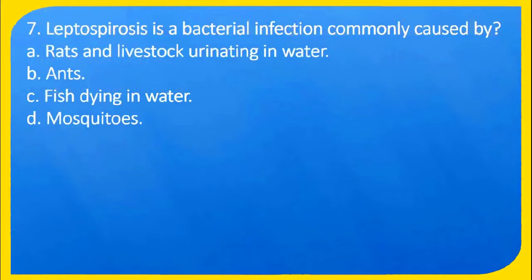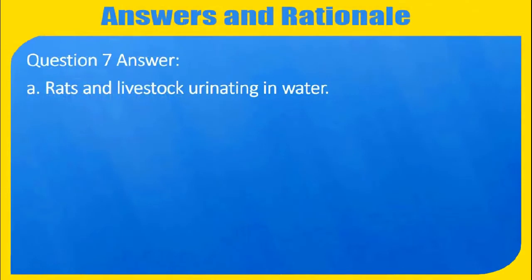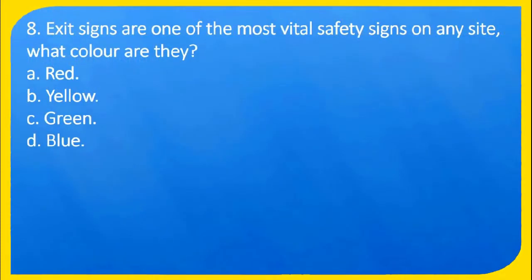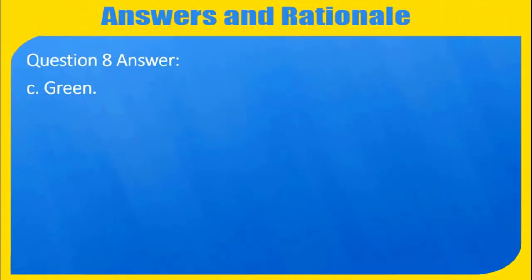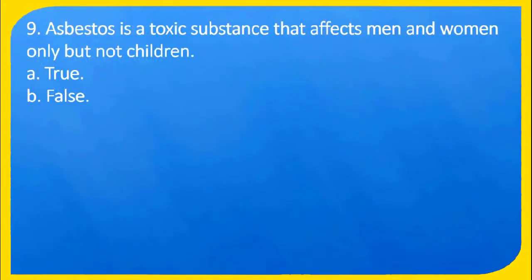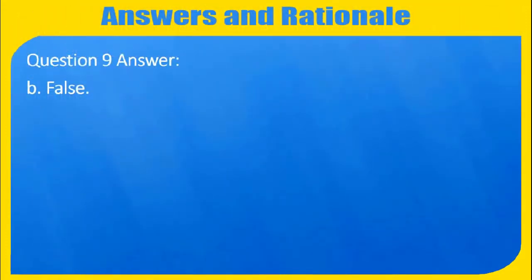Question 7. Leptospirosis is a bacterial infection commonly caused by A. rats and livestock urinating in water. B. Ants. C. Fish dying in water. D. Mosquitoes. Question 7. Answer A. rats and livestock urinating in water. Question 8. Exit signs are one of the most vital safety signs on any site. What color are they? A. Red. B. Yellow. C. Green. D. Blue. Question 8. Answer C. Green. Question 9. Asbestos is a toxic substance that affects men and women only but not children. A. True. B. False. Question 9. Answer B. False.